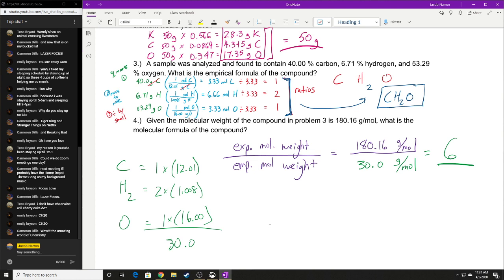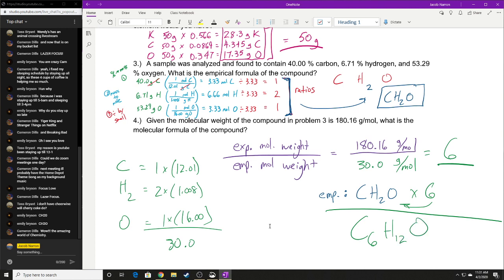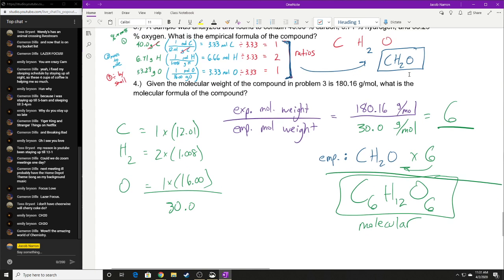So from before, we have CH2O. This is our empirical formula, CH2O. But now what we're going to do is we're going to multiply everything by 6, not 2. Why did I write a 2? Everything by 6 down below, all these little subscripts, so that we get the new molecular formula. So what we end up getting is C6H12O6. So this is the molecular formula. And that's all there is to it, y'all. That is all there is to it.